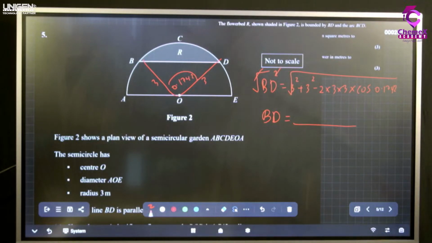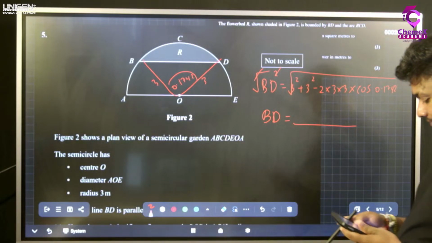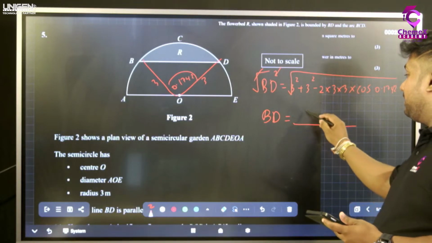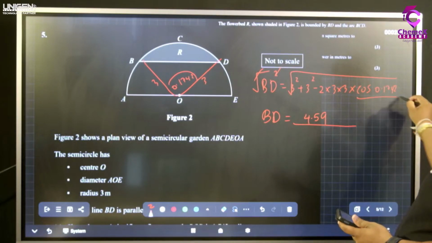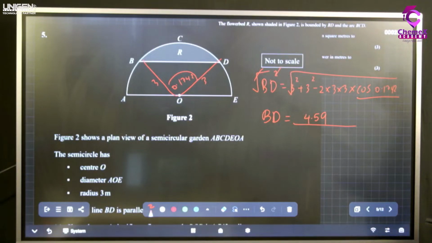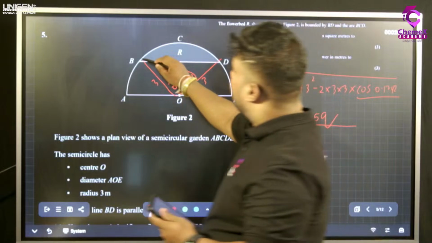Okay or no? So what's the value of BD? 4.59. Okay, 4.59. Are you in red mode when typing this? Yes, 4.59. Good.